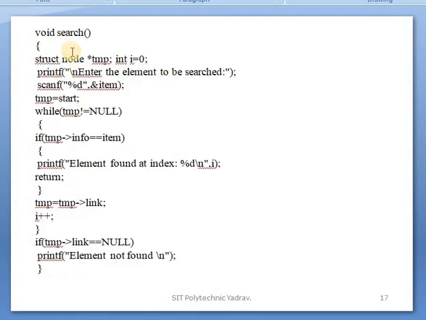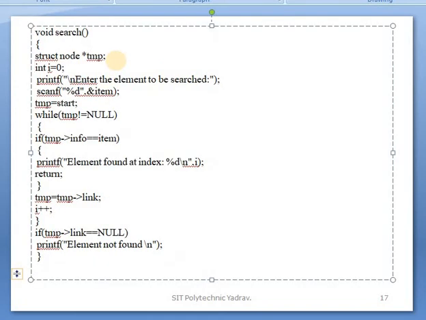Search. We want to search for an element. Structure variable declaration: the element to be searched is entered, and firstly start is initialized to temp, while temp is not equal to null. Check if temp info is equal to the item entered by the user. If found, the index will be displayed and it returns. Otherwise, temp link, meaning the temp pointer, will be moved from one location to another in the list, and this will be implemented.